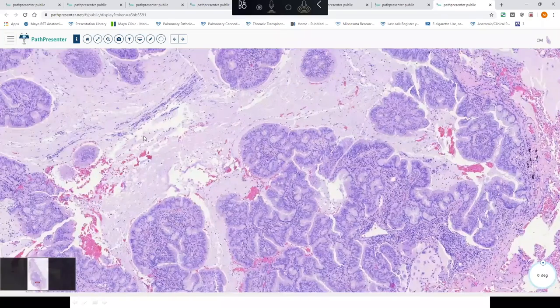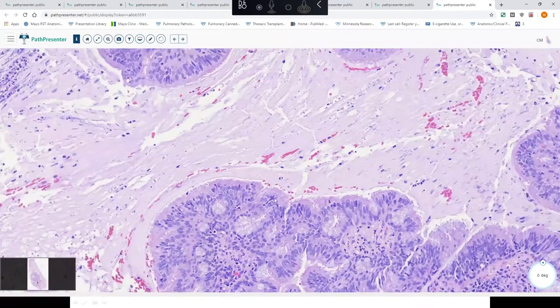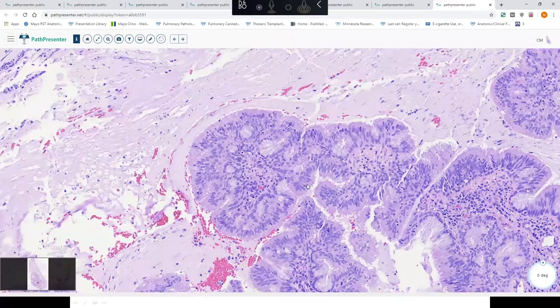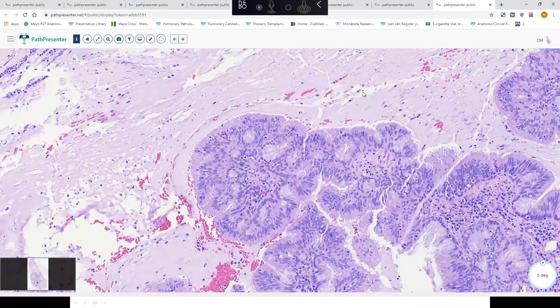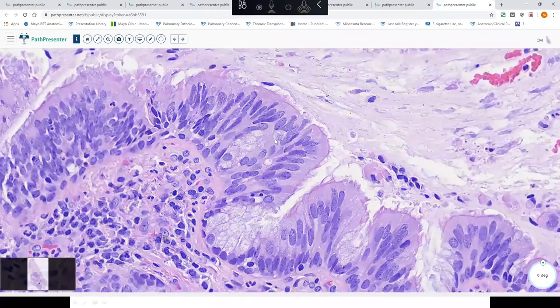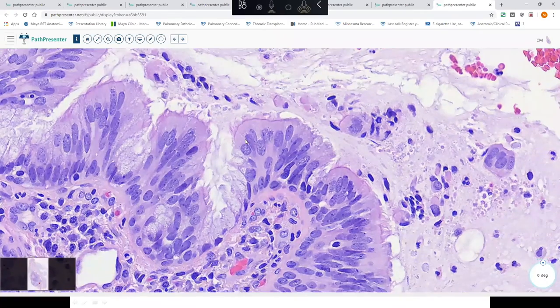And then we move a little bit closer. We see this big cystically dilated space. We have all this mucin here. And then we have these cells that have this kind of vague papillary architecture with these papillary projections into this cystic space filled with mucin. And then we go to a little bit higher power and we take a look at the cells here. We can see that there are these pseudostratified columnar cells.